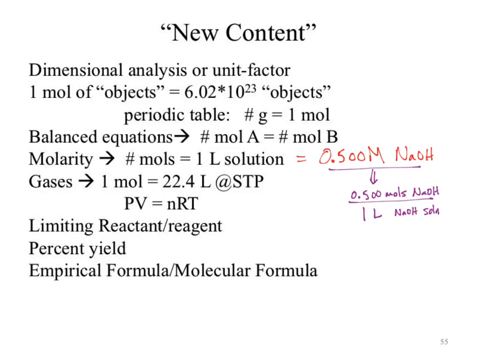PV equals nRT has the gas constant R. You do not have to memorize that. That should be on the exam front already. If it's not, I will put it there. If it's still not, I'll write it on the board.